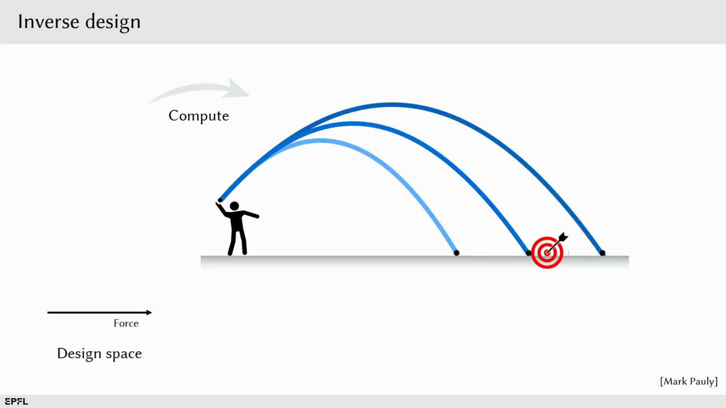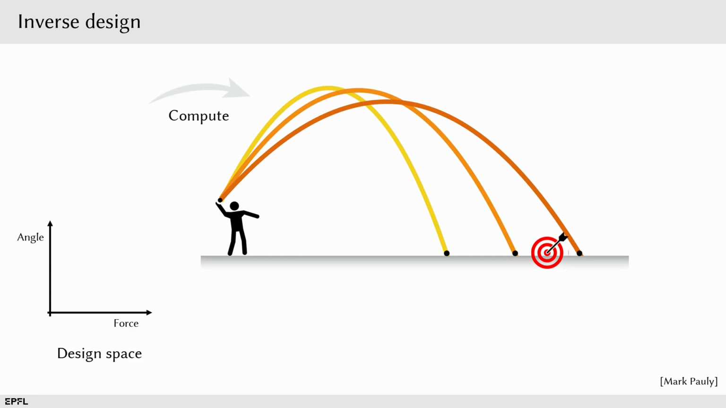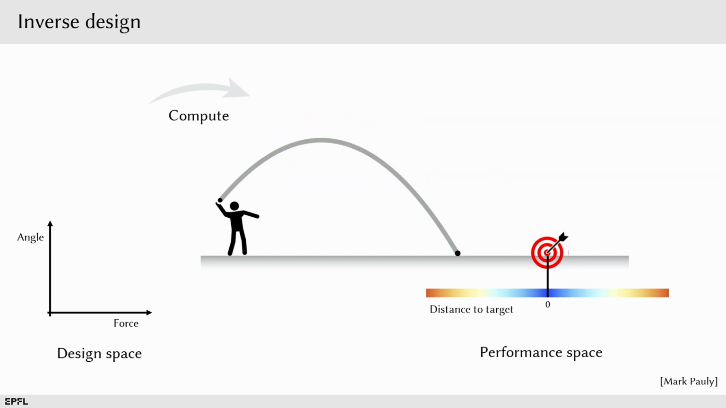One can then adjust the outcome by varying, for example, the force. So if we throw harder, the rock will land farther. Another parameter that can be independently varied is the throwing angle. So force and angle together define our two-dimensional design space in this case. To measure how far we are from the target, it is enough to consider the distance between where the rock lands and where the target is set. This is what we call performance space, and in particular, the distance is our performance metric.